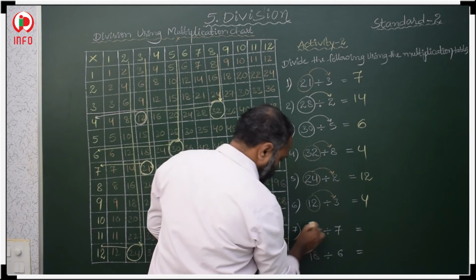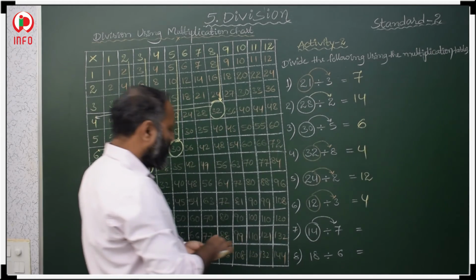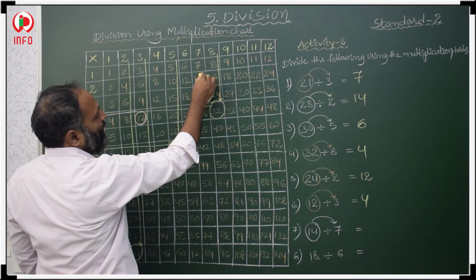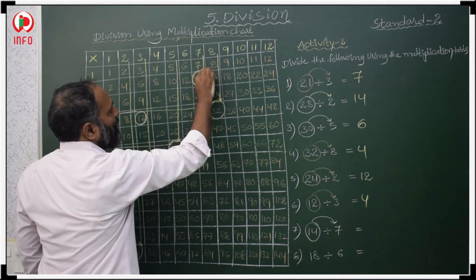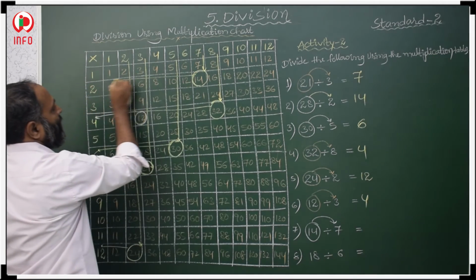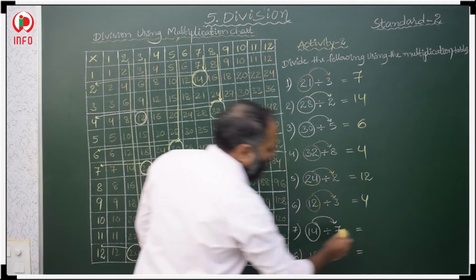Now 14 in the 7 table. In the 7 table, where is 14? In the 7 table we have 14 here. See horizontally where it is, 2. Here we have to write 2.